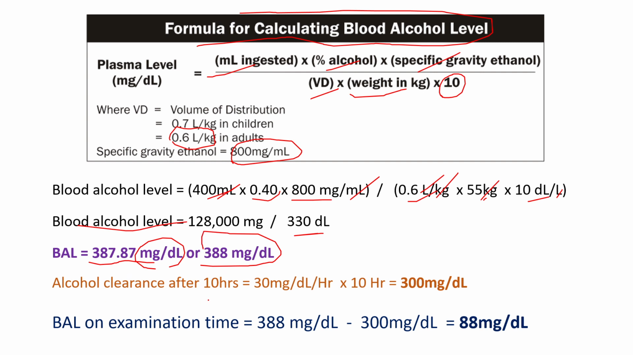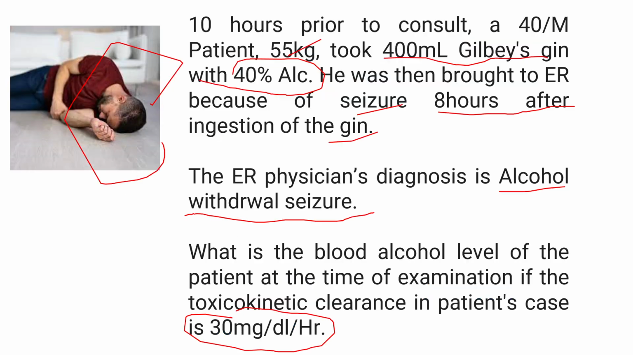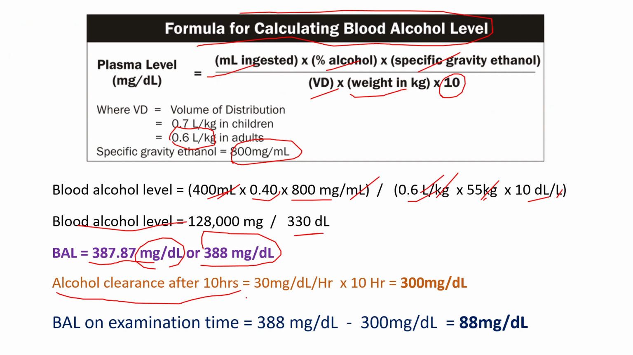So alcohol clearance after 10 hours, because the patient was examined after 10 hours. It was given that there is a clearance of 30 milligram per dl per hour. So 30 milligrams per dl per hour times 10 hours at the time of examination, so 300 milligram per dl will be cleared. So 388 milligram per dl upon ingesting 400 ml of the gin minus 300 milligram per dl after 10 hours. After 10 hours, the patient's alcohol blood level is only 88 milligram per dl.